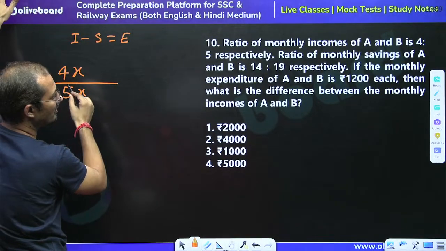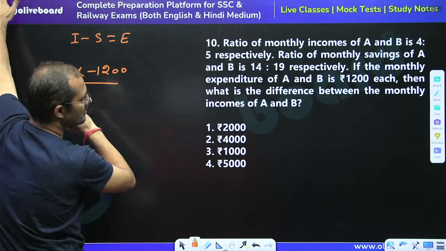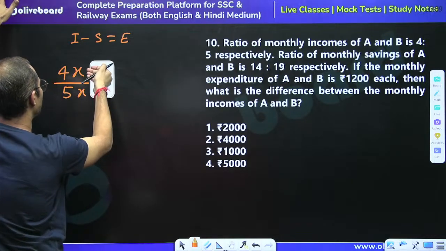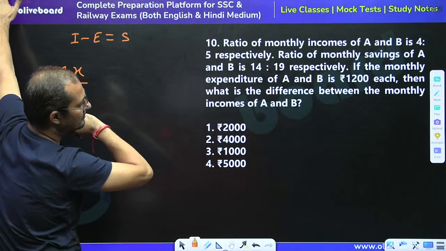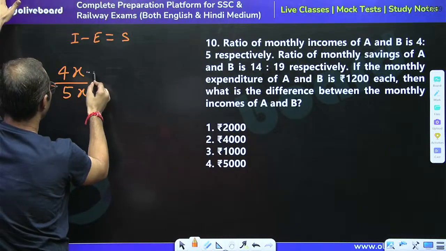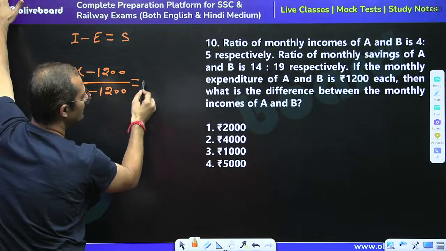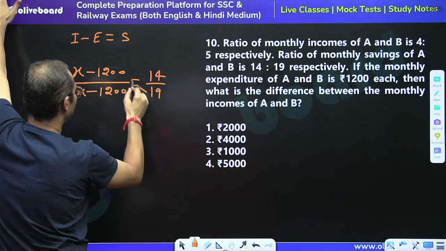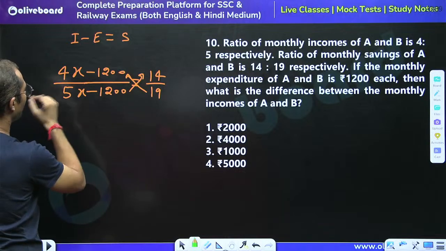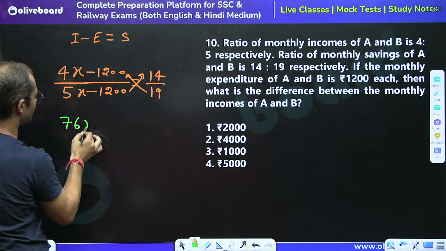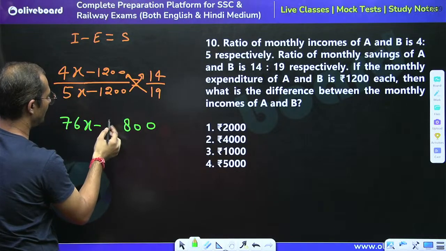So we can say 4x minus 1200. See, 1200 is what? Expenditure. So we can also say that income minus expenditure is equal to saving. Got it? So we can say that 4x minus 1200 divided by 5x minus 1200 would be equal to 4 by 19. Just cross multiplying, and after solving we will get the equation.